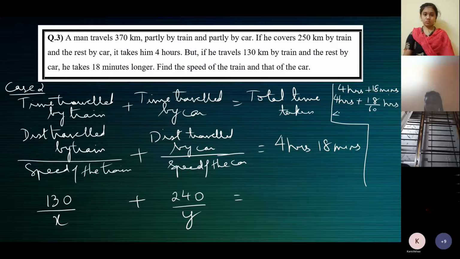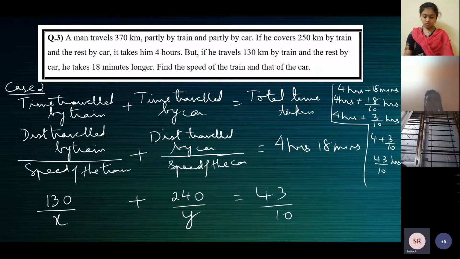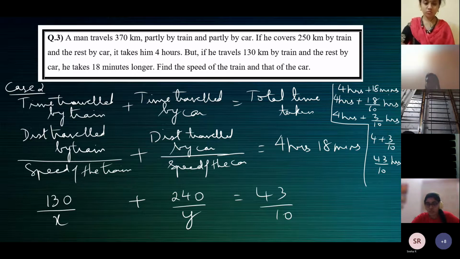So it is 4 hours plus 3 by 10 hours. Now you can add both because they're in the same unit, hours. When you add by taking the LCM, you'll get 40 plus 3, 43 by 10 hours, because both are hours. So in the next step, you must write 43 by 10, children. Is it understood? Yes, ma'am. You must write distance in kilometers, not meters, because we have assumed the speed to be kilometers per hour. So distance in kilometers and time in hours. Okay, so this is your second equation.